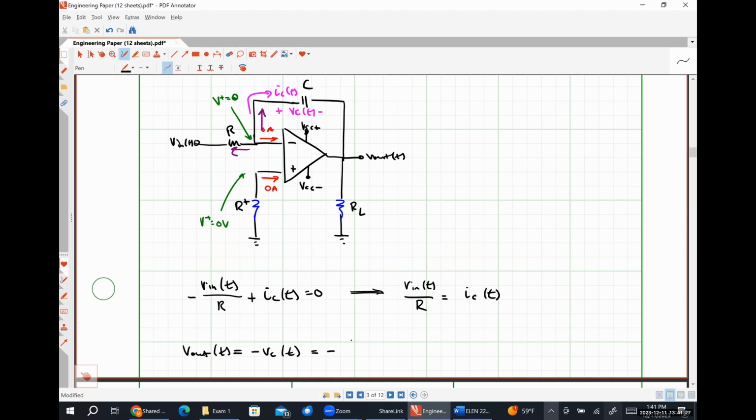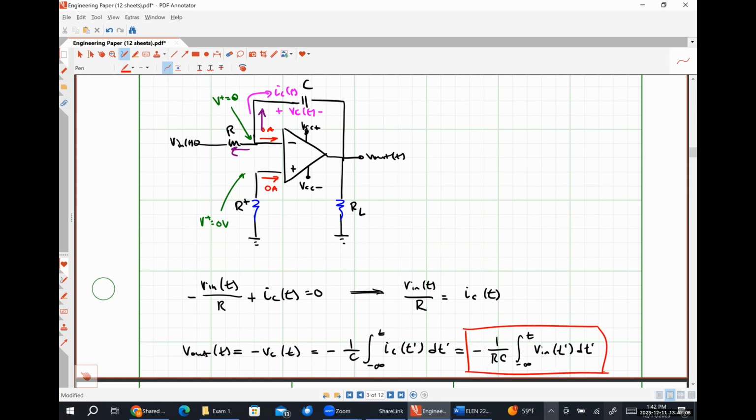Negative VC is negative 1 over C times the integral of IC, and now we can substitute in our relationship for IC, noting that R is a constant, and we get negative 1 over RC times the integral from negative infinity to T of Vn of T prime dt prime. So there is our relationship.